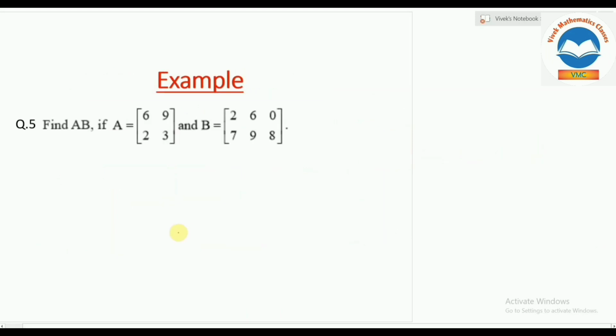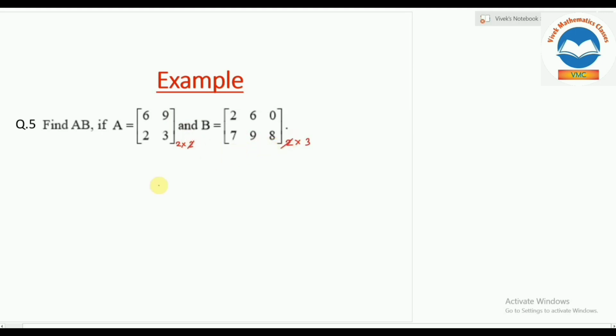Here we are given: find AB. They are asking for the product AB. Matrix A is a 2 cross 2 matrix, and B is a 2 cross 3 matrix. First of all, you have to check whether matrix multiplication is possible or not. Yes, it is possible, because the number of columns of A is equal to the number of rows of B. So this 2 and 2 will be cancelled out.